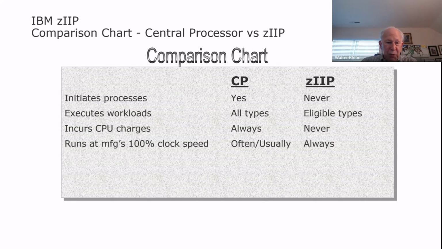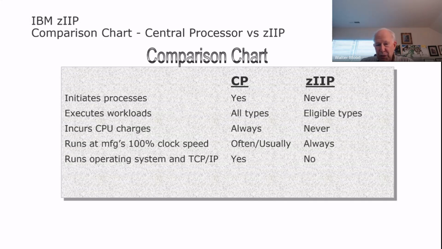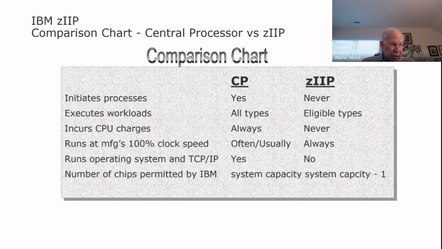The zIIP always runs at 100% of the manufacturer's clock speed. The CP may or may not, depending upon your particular model number or depending upon how you've got your system set up in order to run. The zIIP is not allowed to run operating system or TCP/IP. Right? These have to be run only on the CP. The number of chips that you're permitted to have that are zIIP chips used to be limited. All right. On the Z16 is the first one where that limitation, which was two zIIPs for each CP, has now been almost completely removed.